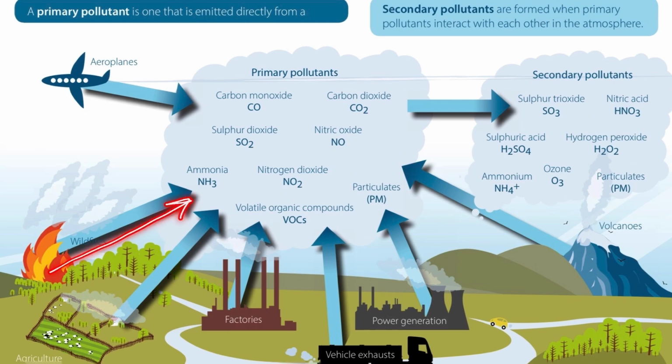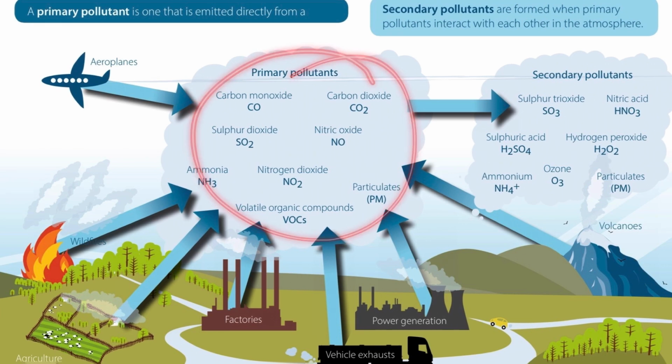Similarly, forest or wildfires, when burned, produce ammonia. From the agricultural fields, we also get various types of volatile organic compounds. Similarly, various factories are also emitting volatile organic compounds, nitrogen dioxide and nitric oxide. Vehicular exhaust also is responsible for emissions like volatile organic compounds, nitrogen dioxide, nitric oxide, and sulfur dioxide. Similarly, power generation, especially diesel engines, produces a well-known concentration of particulate matter.